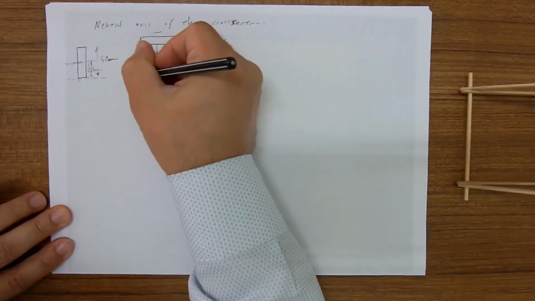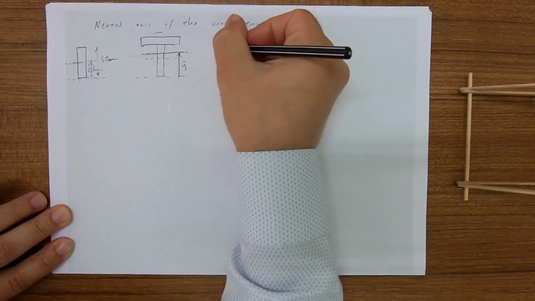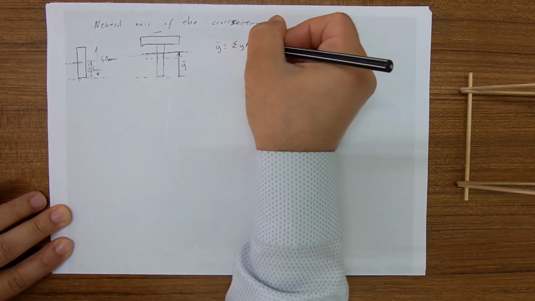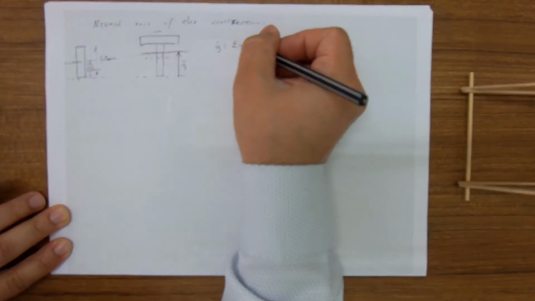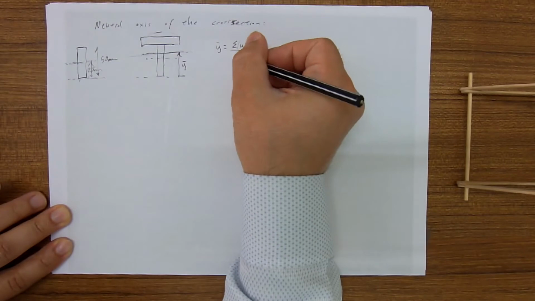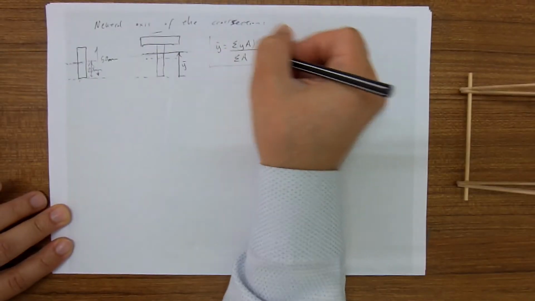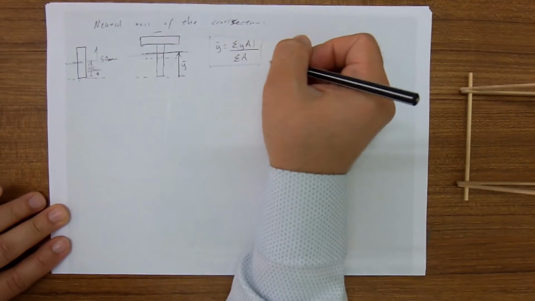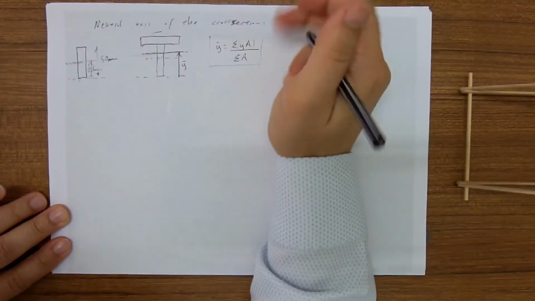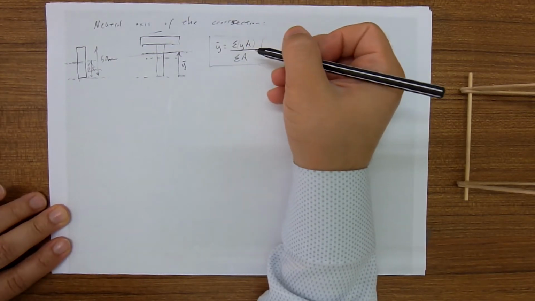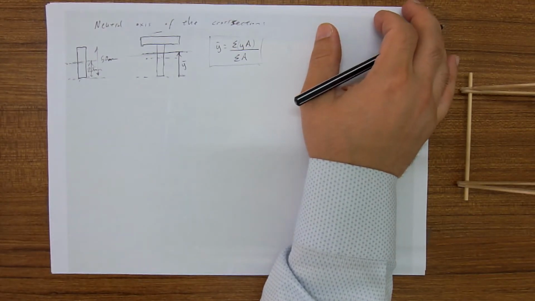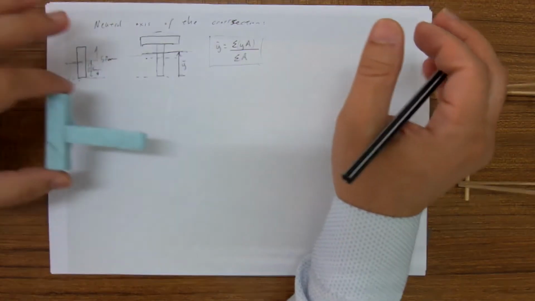Say y bar is equal to the summation of the areas times their distance to this point, divided by the summation of the areas. You may forget this. After you complete this module, you may forget this formula. It looks easy, but it is normal that you forget it. In order for you not to forget it, I will show you an example.